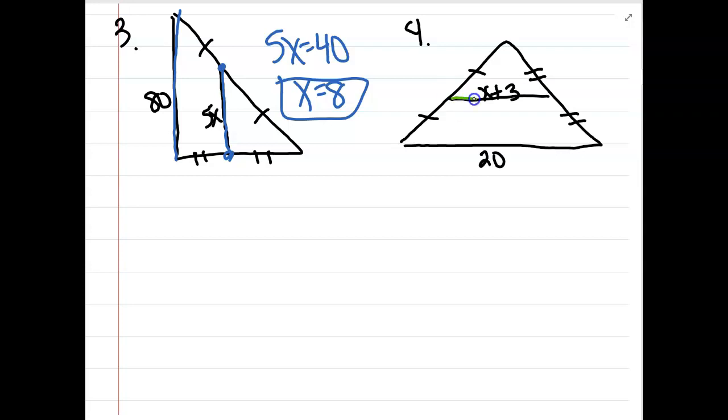I know these two sides. What's the relationship between these two sides? X plus 3 is half of 20. So it's 10. So x would be 7. You're going to have a handful of problems that are just like that. Okay, questions on that? Okay, last one here.